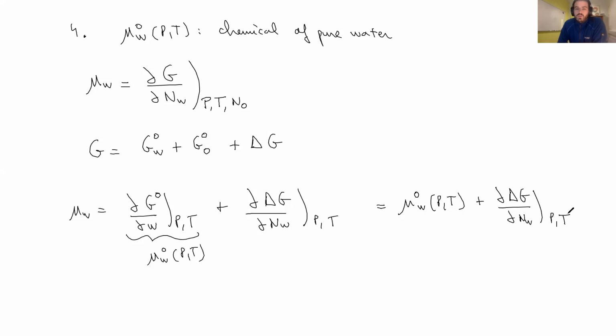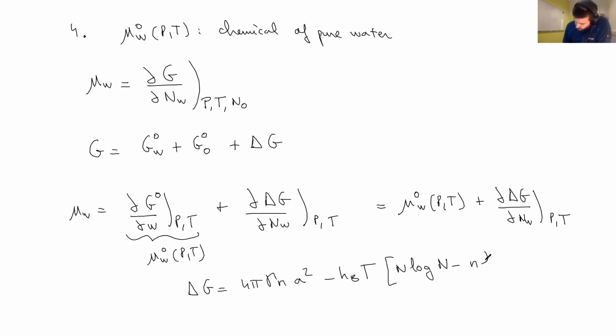Okay. And so we know everything. We have delta G, which is 4 pi gamma n a squared minus kBT, and then n log n, and the difference.